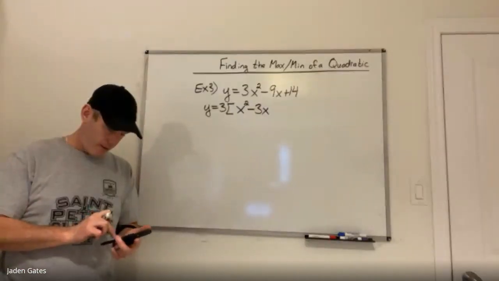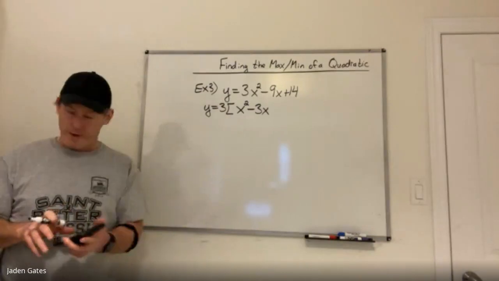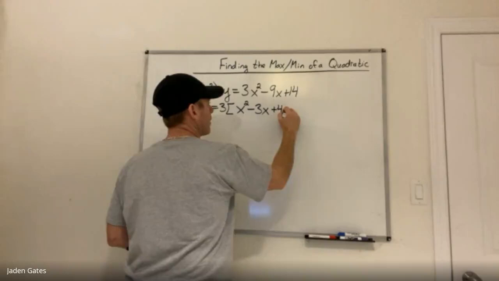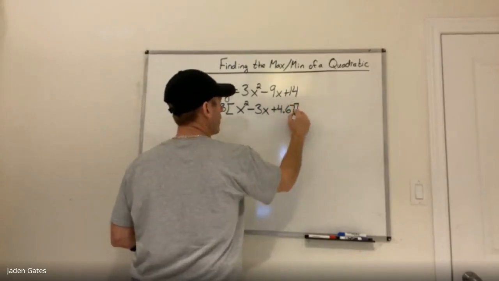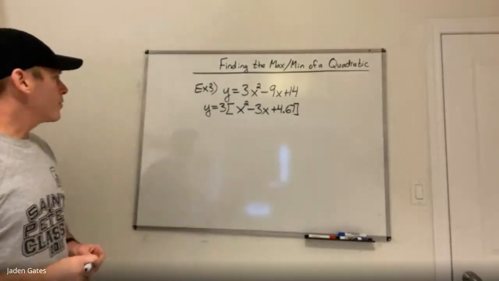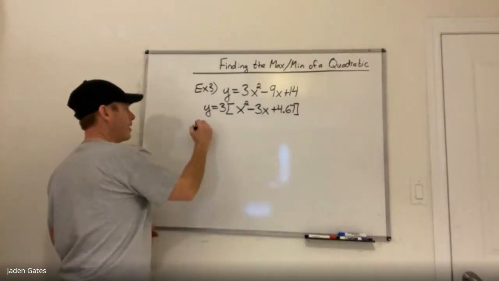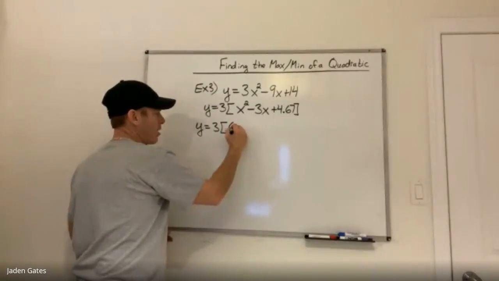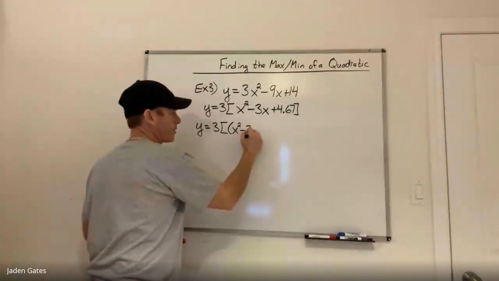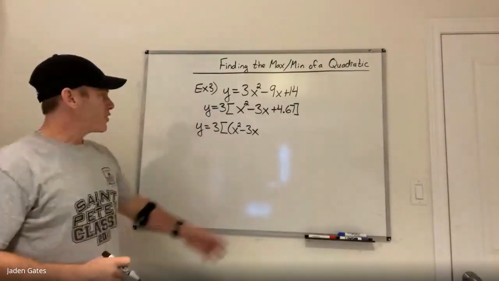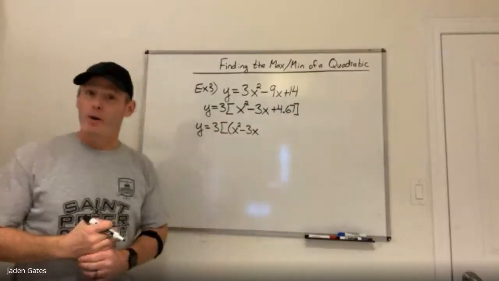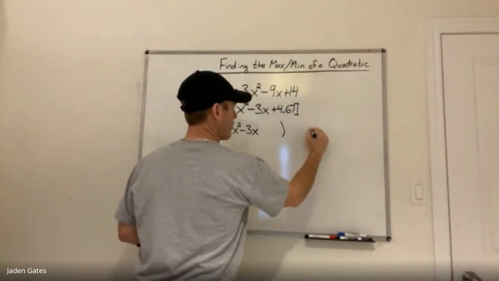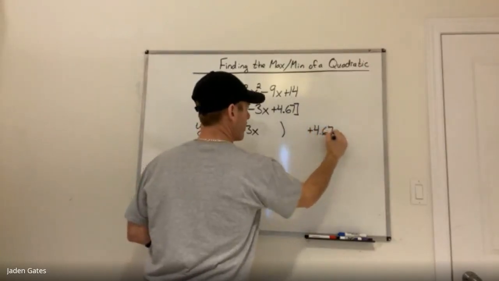14 divided by 3, 4.67. All right, so now it's time to complete the square. So I got y equals 3 in round brackets, and I got my x squared minus 3x. My magic number, I'm banking that it's not going to be 4.67, so we'll put that over here. That's 4.67 over here.